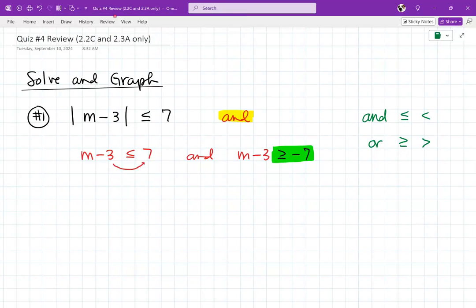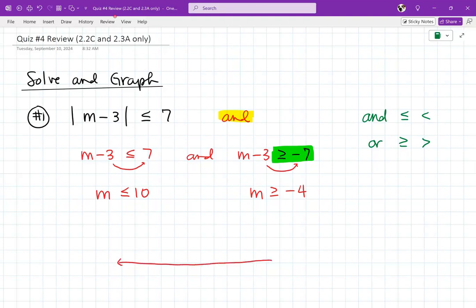So we'll add 3. So 7 plus 3, that's 10. So m is less than or equal to 10. And then we'll do the same thing on the other one. We'll add 3. So that's m greater than or equal to negative 4. So my answers are m less than or equal to 10 and m greater than or equal to negative 4. So let me go ahead and draw this.